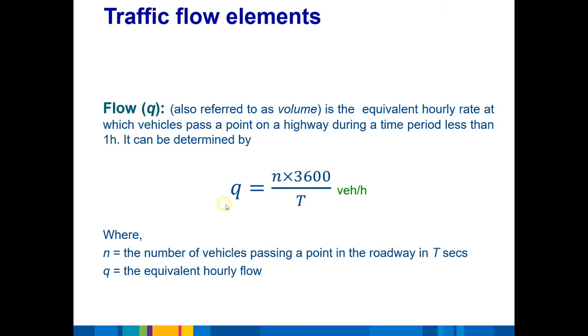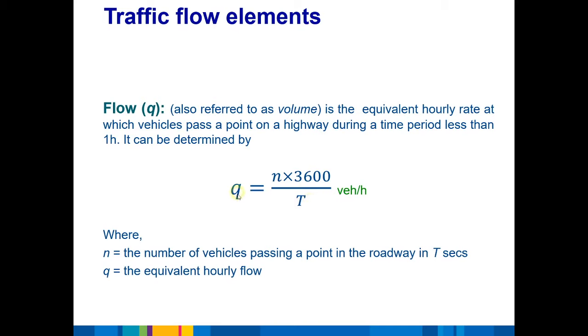So if we want to find the value of flow, with Q being our symbol for traffic flow, we take the number of vehicles divided by the time in seconds, multiplied by 3600. So, number of vehicles passing a road point in a certain number of seconds. So it may be you've got 0.1 vehicles per second, because it's one vehicle every 10 seconds. Then you've got a rate of something more like 360 vehicles per hour.